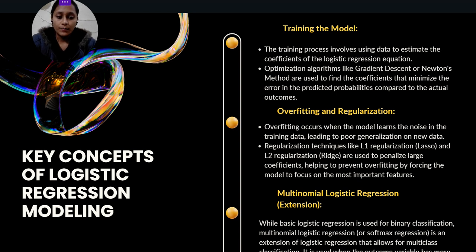Next is multinomial logistic regression, that is also known as an extension. While basic logistic regression is used for binary classification, multinomial logistic regression is an extension of it that allows for multi-class classification. It is used when the outcome variable has more than two categories.